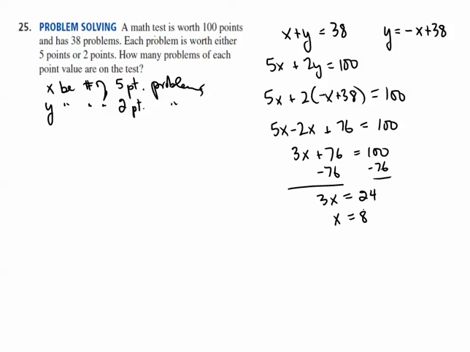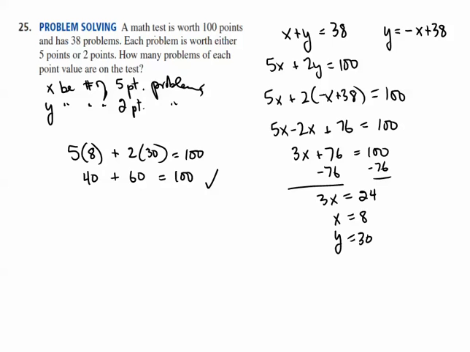so x is equal to 8. Now, if x is equal to 8, then x plus y has to be 38, so y is going to be 30. And let's just check to make sure this works. 5 times 8 plus 2 times 30, does that equal 100? 5 times 8 is 40, 2 times 30 is 60, and that does indeed equal 100.